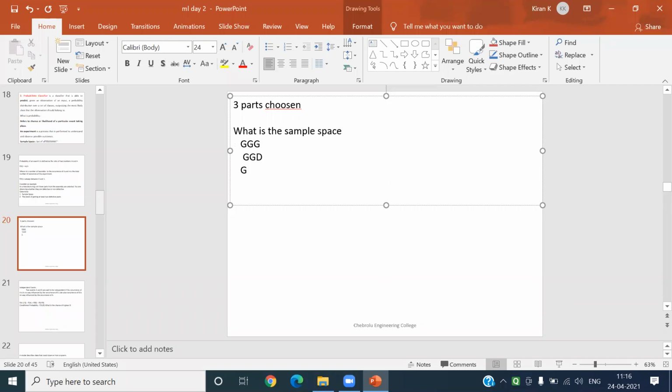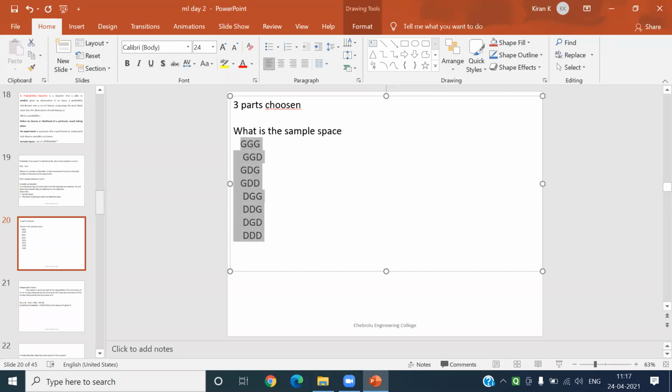And what is another possibility? G, D, G. So this is good, defective, and good. One more possibility is G, D, D: good, defective, defective. Similarly, D, G, G. Then D, D, G. Then D, G, D. And D, D, D: all are defective. This is called the sample space.